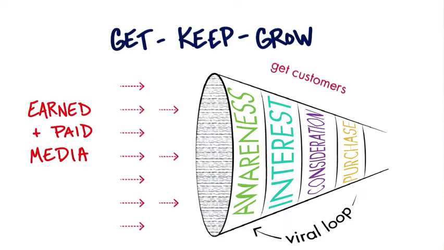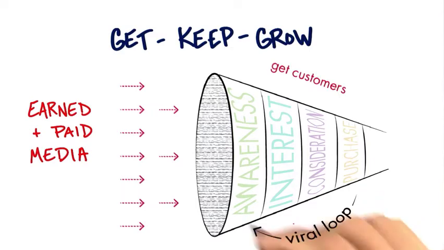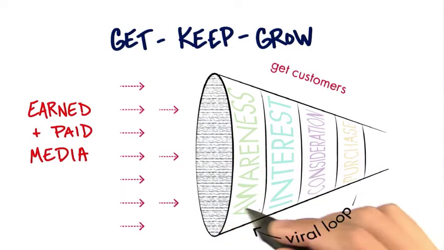Awareness, consideration, and purchase. Now, in a world where that's all you do, you create demand on the left side of the funnel and somebody purchases on the right, you could measure how much it costs to do that. We'll talk about customer acquisition cost a little later, but there's a little magic accelerator on the bottom of these funnels. And that's called the viral loop.